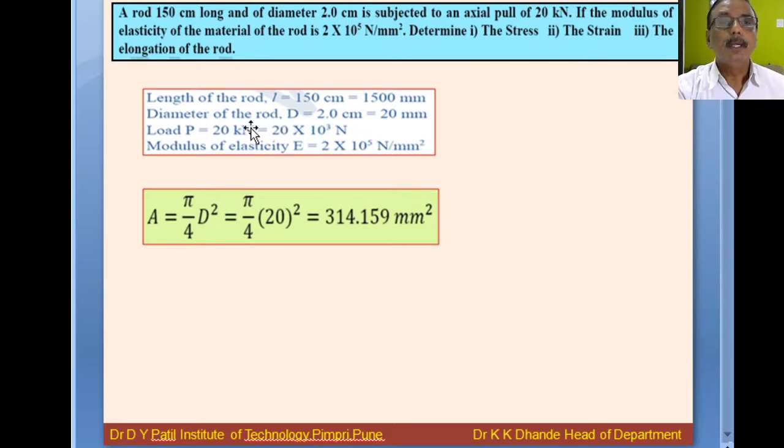Now here diameter of the rod is known, so we may easily calculate its cross sectional area. Cross sectional area is equal to pi by 4 d square. Put the value of d, that is 20 mm, so you will get area 314.159 mm square.